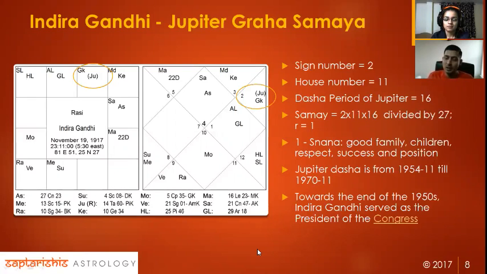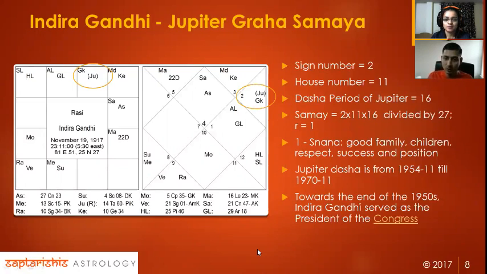During the entire Rahu period, she was working closely with her father. She was working as a personal assistant to Pandit Nehru. But towards the end of the 1950s, when her Jupiter dasha is starting, she served as the president of Congress. So by the late 1950s she started working as the president of Congress. She is getting position and success also.